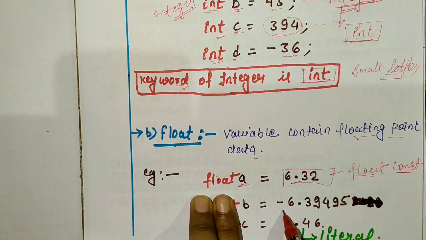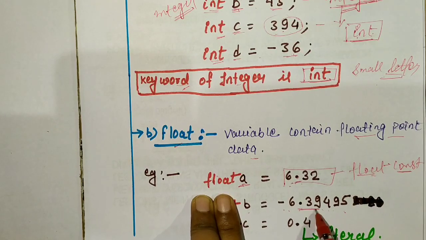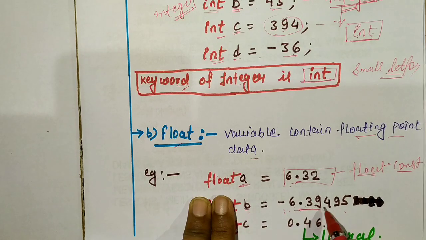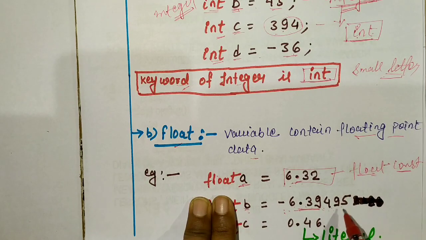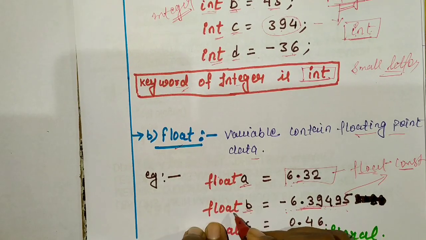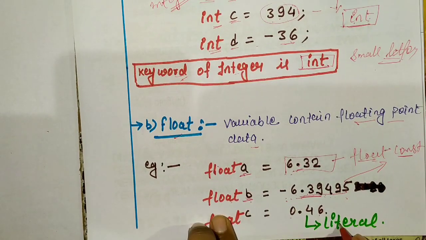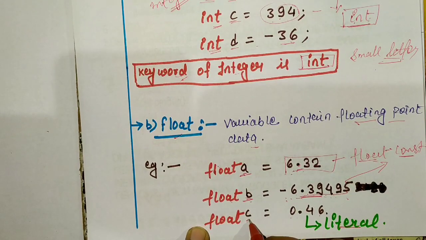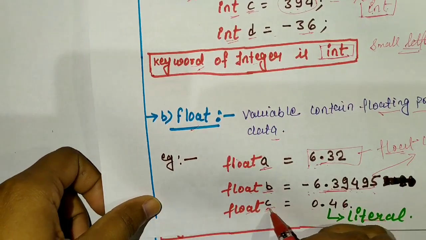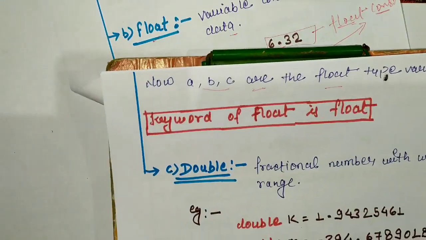Here also B is equal to minus 6.39495, a point value. So the value of B is minus 6.39495. This is also a float constant, so the data type of B is float. Next, 0.45 is also a float literal, so the data type of C is float. Here A, B, C are float type variables.